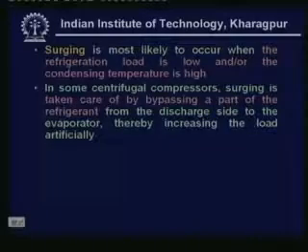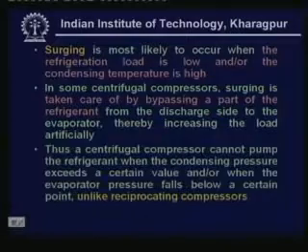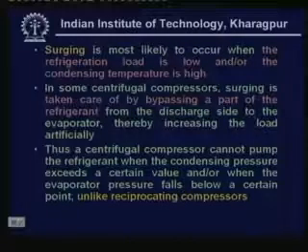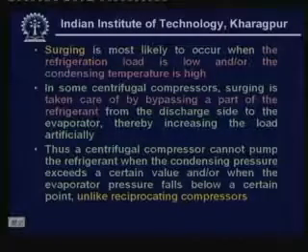In some centrifugal compressors, surging is taken care of by bypassing a part of the refrigerant from the discharge side to the evaporator, thereby increasing the load artificially. Something like hot gas bypass is done, so that you artificially increase the evaporator capacity. That means you increase the evaporator pressure, reduce the pressure difference and avoid surging. Thus, unlike reciprocating compressors, a centrifugal compressor cannot pump the refrigerant when the condensing pressure exceeds a certain value and or when the evaporator pressure falls below a certain point. I have explained this already.